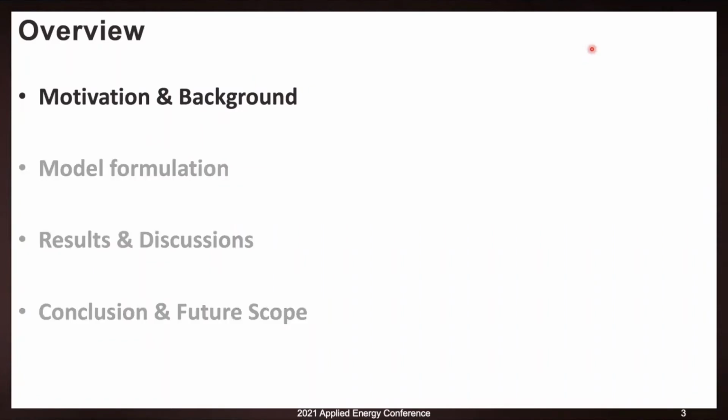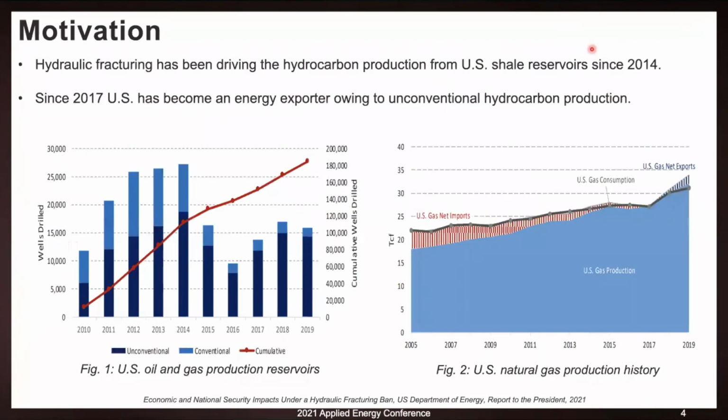Coming to the motivation and background, since the year 2017, hydrocarbon production in the United States has been driven by production from unconventional reservoirs. Owing to the production from these reservoirs in the year 2017, for the first time, the US became a major energy exporter. This success was possible with the help of technologies like hydraulic fracturing and horizontal drilling.